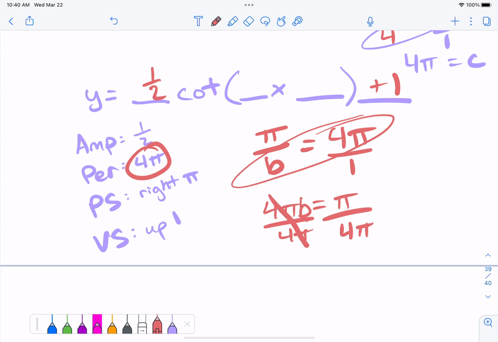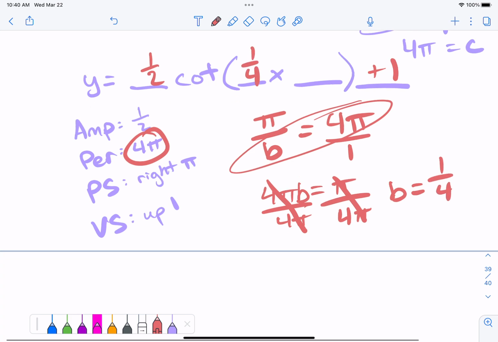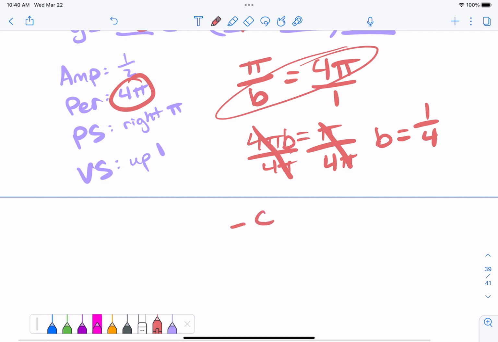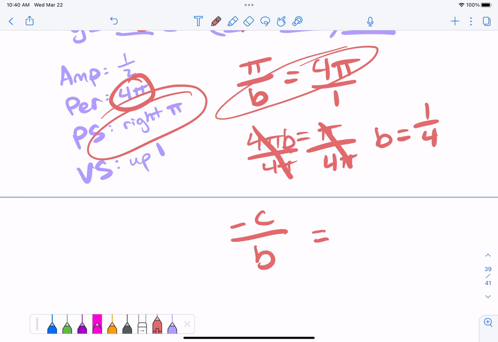Okay, so the pi's cancel, so b is 1/4. Yep, so that goes here. 1/4 x, or you could put x over 4. That's fine. All right, I want negative c over b to be equal to right pi. Does that mean plus pi or minus pi? Plus. Positive pi, right? Okay.